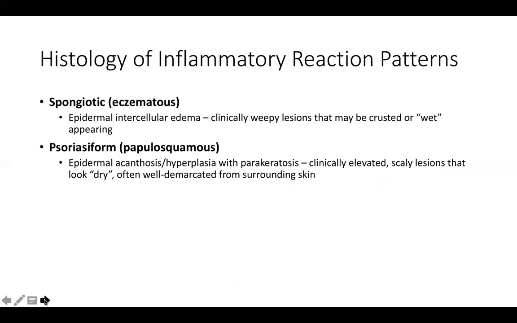For spongiotic lesions, the epidermal intercellular edema or spongiosis corresponds to clinically weeping lesions that may be crusted or wet appearing. And psoriasiform lesions correspond to clinically papillosquamous lesions where there's thickening of the skin with overlying parakeratosis that produces clinically elevated scaly lesions with usually very dry scale that might be white or yellow in color. And these elevated lesions, the papules and plaques, are often very well demarcated from the surrounding skin.